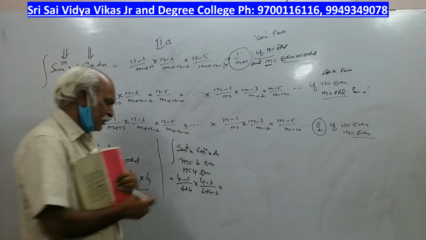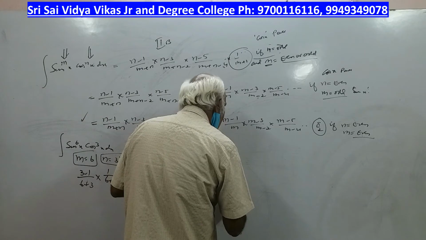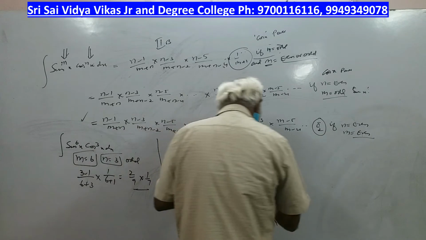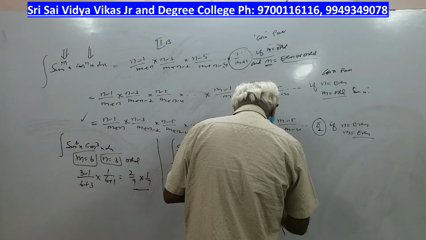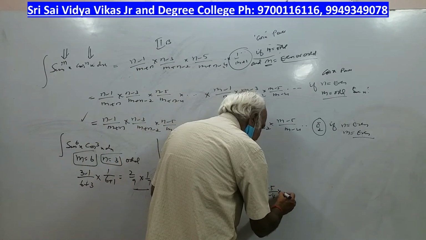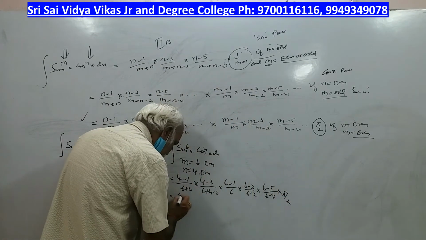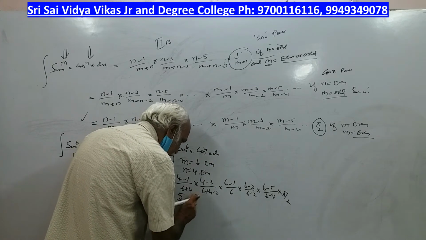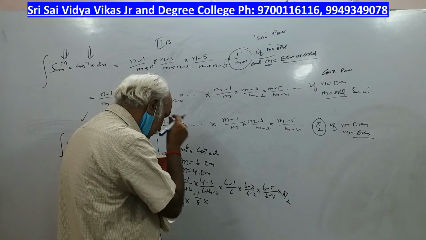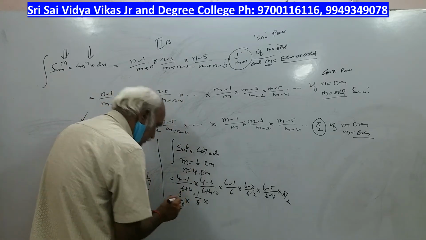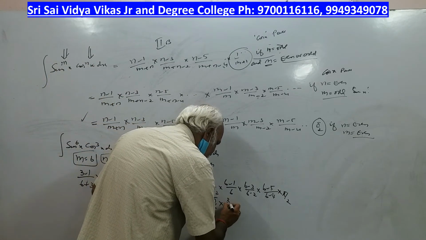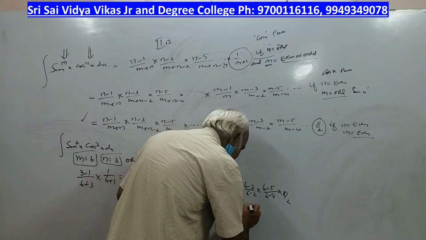Then we have to start m minus 1. m minus 1 means what, sir? 6 minus 1 by 6, 6 minus 3 by 6 minus 2, then 6 minus 5 by 6 minus 4. After this 7 will come, which is negative. So what is that, immediately you write pi by 2. So this becomes 3 by 10, 3 by 10, 1 by 8, next step, 5 by 6, 3 by 4, 1 by 2 into pi by 2.